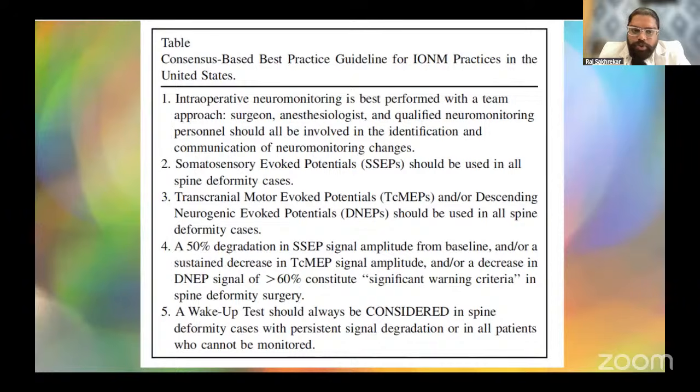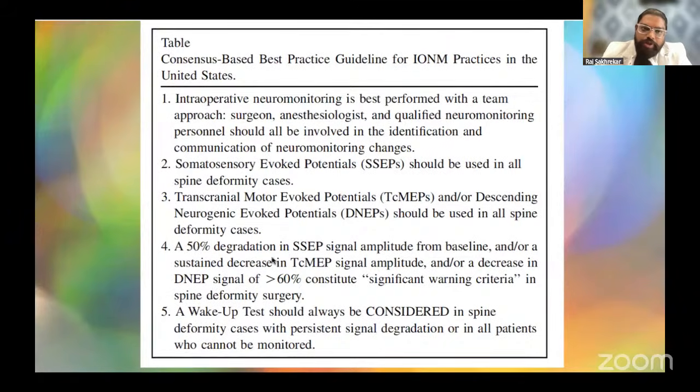Apart from this, the two points are: more than 50% degradation is considered the significant or alarm criteria or warning criteria. If we get more than 50% degradation or more than 10% latency, it's considered an alarm criteria. At the end, the wake-up test or Stagnara wake-up test should be used when there is a consistent or persistent signal loss, and we should wake up the patient during the procedure, check the neurology, and then decide to go ahead with the surgery or not.